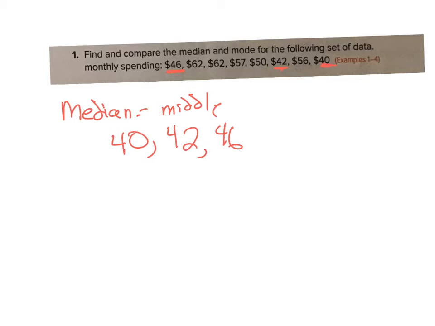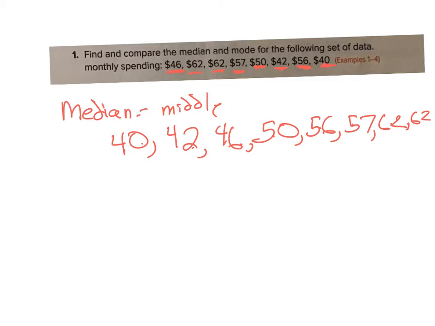Let's go to the 50s. 57, 50, and 56. So 50, and so I've done that one. Now I have 56 and 57. 56, 57. So I did 56 and 57. Now to the 60s, I have 62 and 62. Okay, 1, 2, 3, 4, 5, 6, 7, 8 numbers. All right. Now I have them in order from least to greatest.